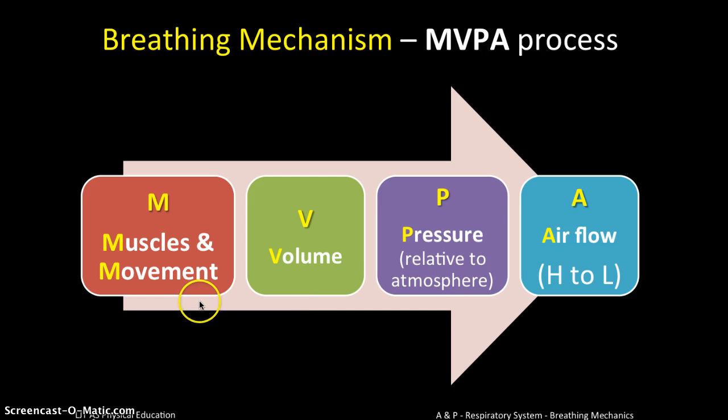MVP. You might have heard of the phrase most valuable player, MVP. And if they were the most valuable player in terms of grading, they'd be an A grade. So you could perhaps remember MVPA. This refers to the muscles and movement that occurs to create a change in volume of the lungs, of the thorax, the chest cavity. And that change in volume will influence the pressure inside the lungs, inside the alveoli. And that's a pressure that's relative to outside, the atmosphere. And then finally, as a result of this muscular impact, the volume change, and therefore the pressure change, air will flow. And air typically flows from a high to a low pressure.